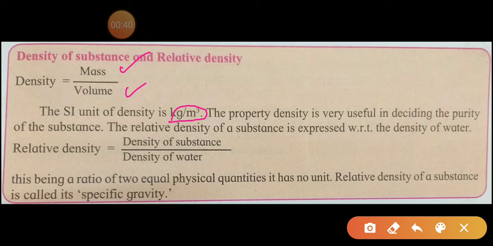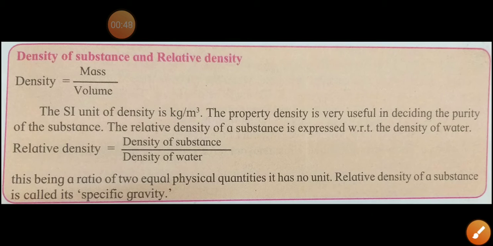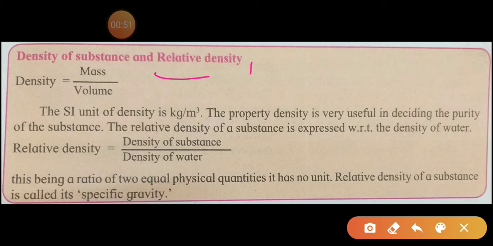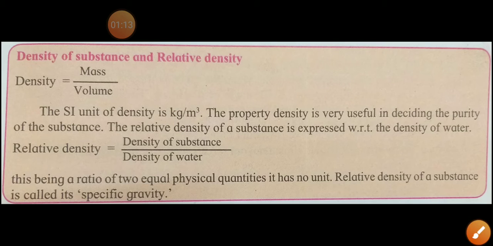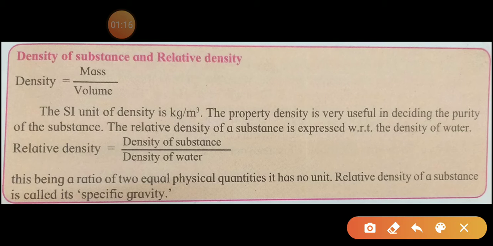Why? Because what is the unit of mass? Kilogram. So the unit of mass is kilogram. And what is the unit of volume? Cubic meter. Yes. So that's why the SI unit of density is kilogram per meter cube. The property density is very useful in deciding the purity of a substance. So density can be used to find out the purity of the substance.